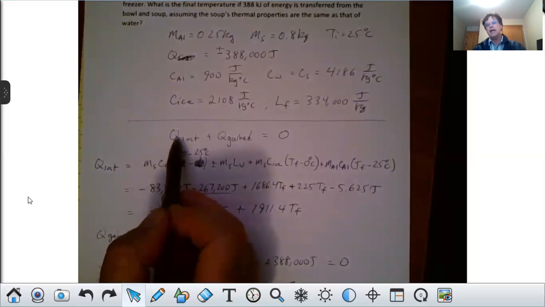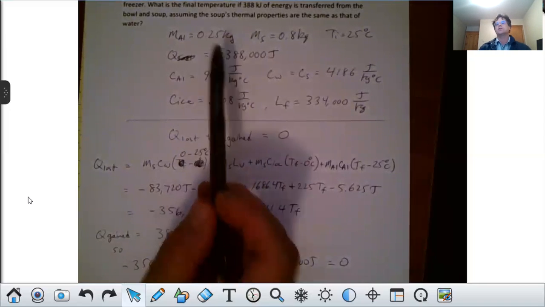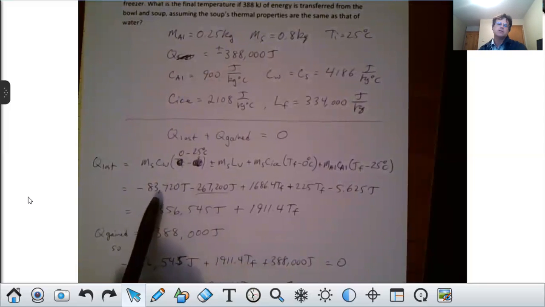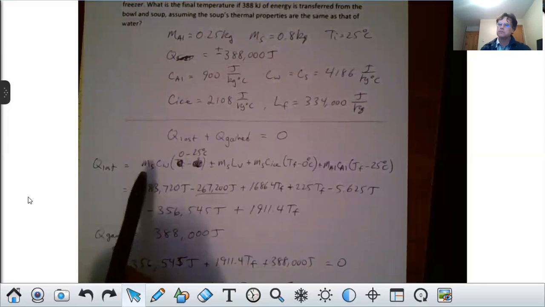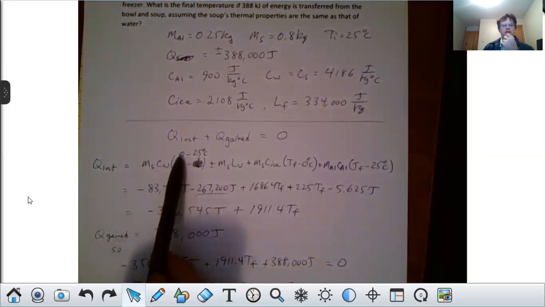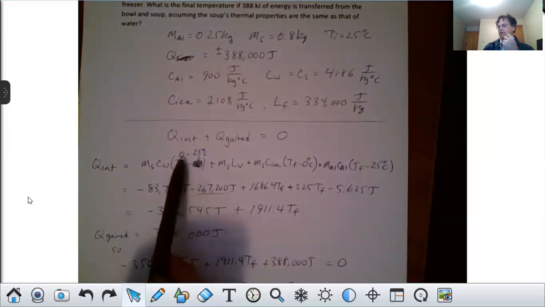Now generally it's going to be negative because it's losing heat. The heat gained is really just going to be the positive 388,000 joules because that's the freezer, right? The freezer is gaining that heat. So let's look at the heat lost. Well, first of all, I've got the soup starting as kind of water, and it's going from a T final of 0 minus a T initial of 25. Right? So it's going down from 25 down to 0.